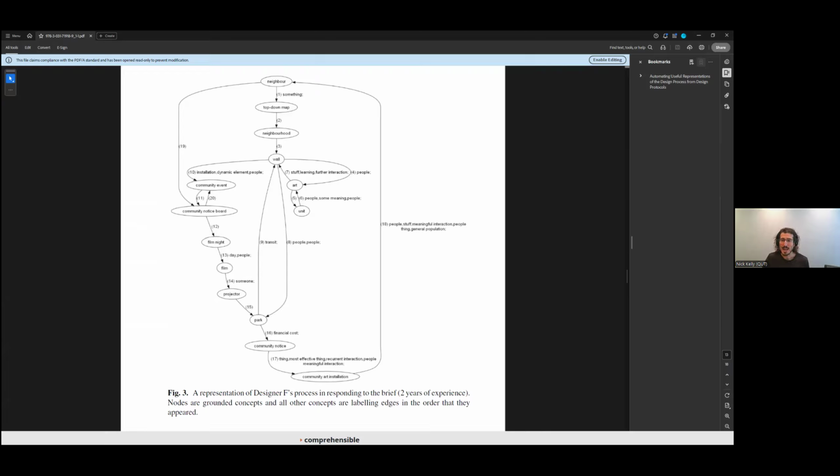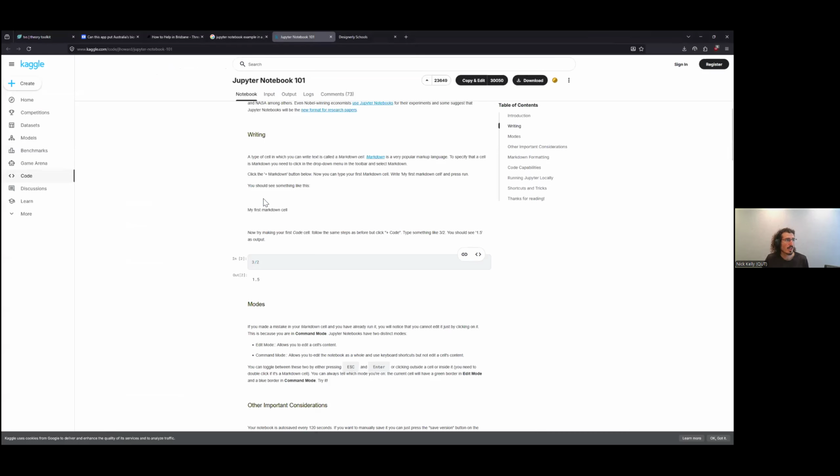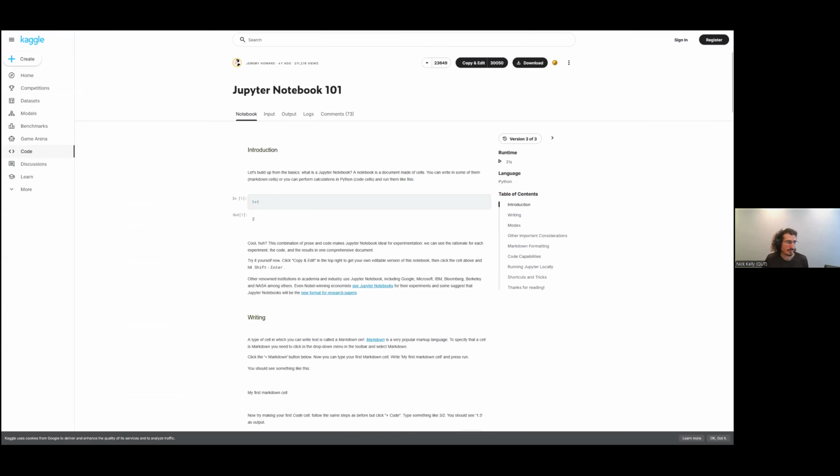And then I thought, actually, this should be a Jupyter notebook. And I'm not sure if you're familiar with Jupyter notebooks, but this is just a way of doing Python coding. A Jupyter notebook is basically Python.